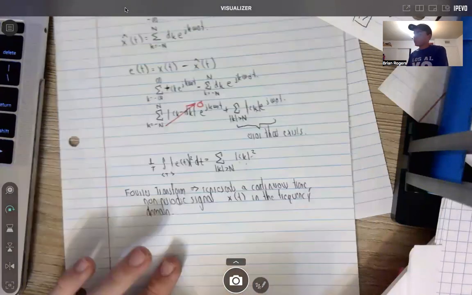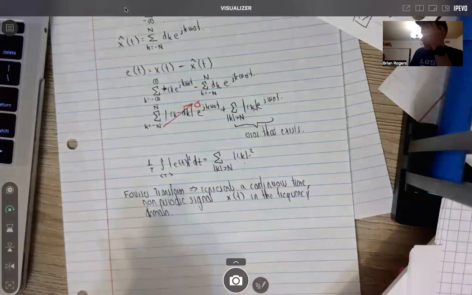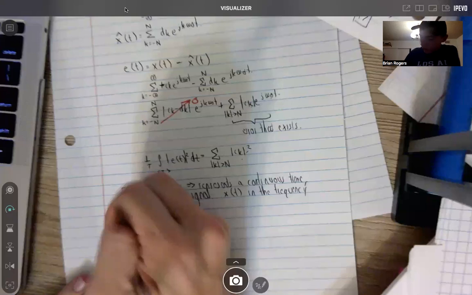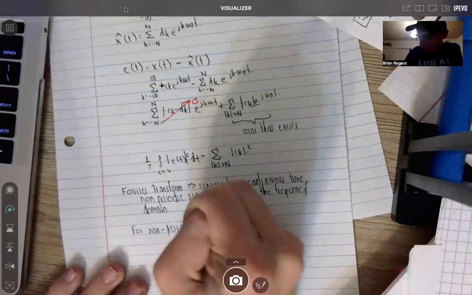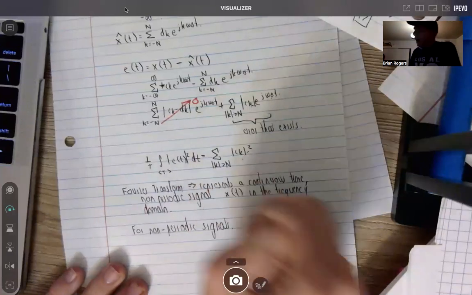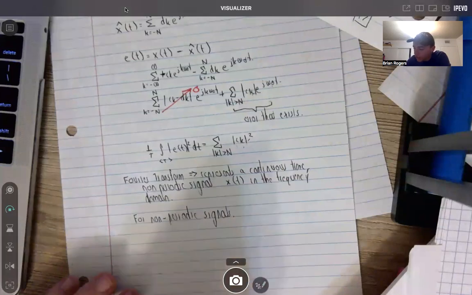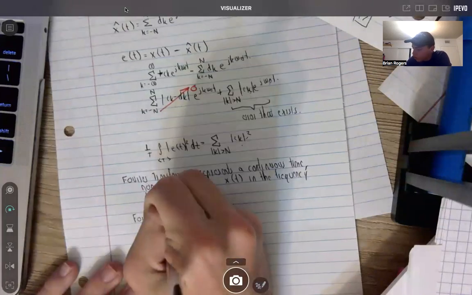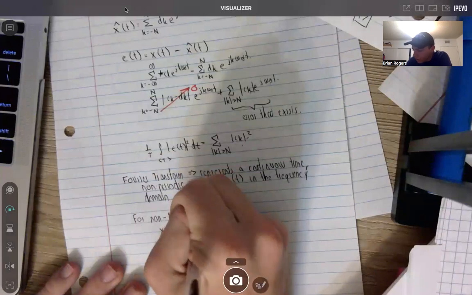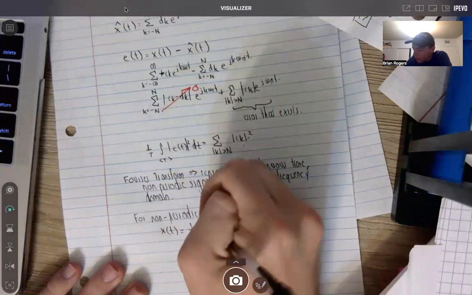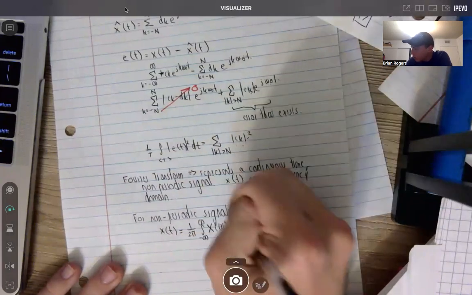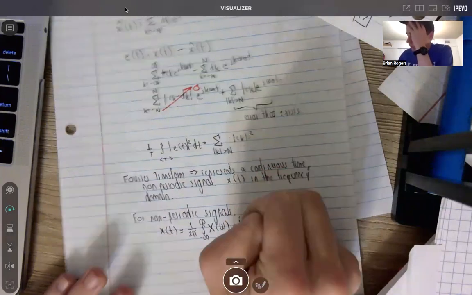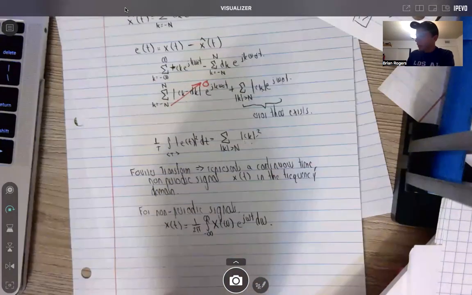Okay, so for non-periodic signals, basically what we're going to see is we have x of t is equal to 1 over 2 pi, and then from negative infinity to infinity, capital X of omega e to the j omega t d omega. And this is the expression of x of t in terms of its Fourier transform.